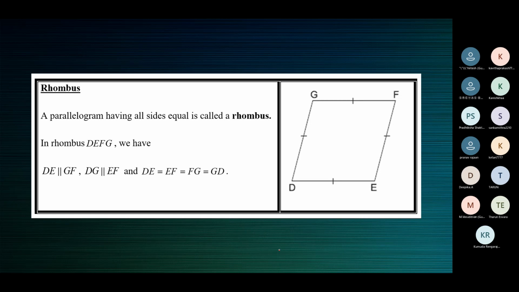Rhombus. A rhombus is a parallelogram. If you have to call a quadrilateral a rhombus, it should first be a parallelogram. It's like a gateway. You must first be a parallelogram, then only you can be a rhombus. If you're not a parallelogram, then you cannot be a rhombus. If you have to call something a cat, it should first be an animal.